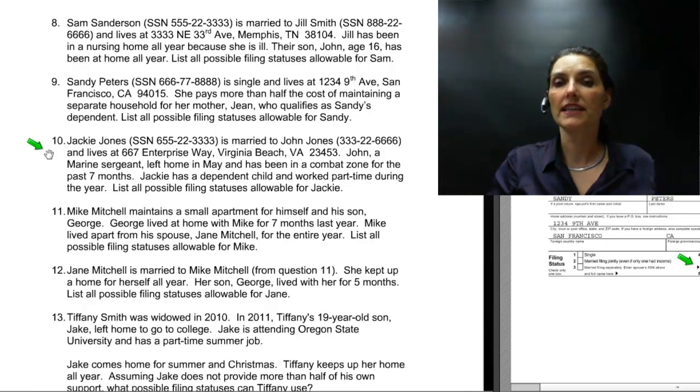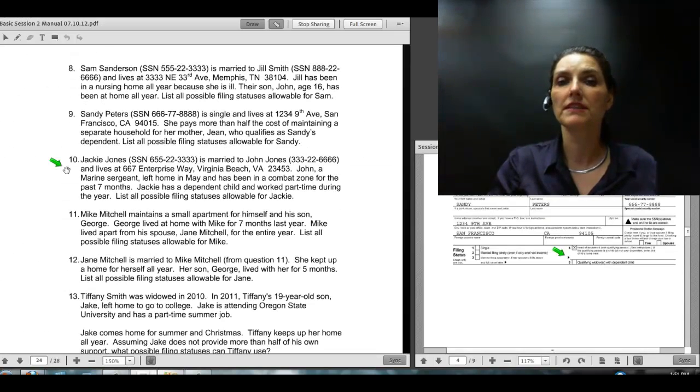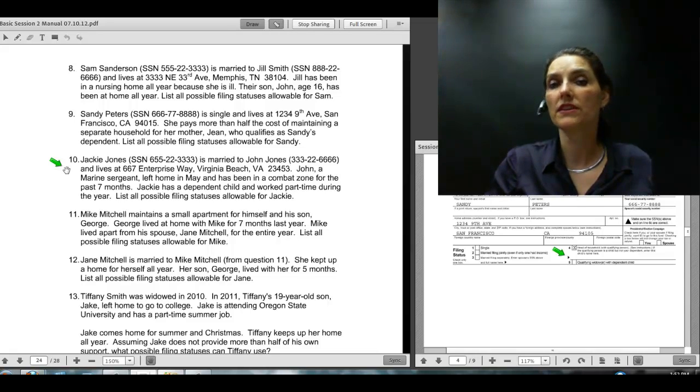Well, the answer for Jackie is that her husband's absence is considered to be temporary. He is in the military, away from home on a temporary basis. He is expected to come home. Therefore, she cannot qualify for head of household because her husband is considered to have lived with her for the entire year. Therefore, her filing status choices are married filing joint or married filing separate. Married filing joint is going to be the better choice.